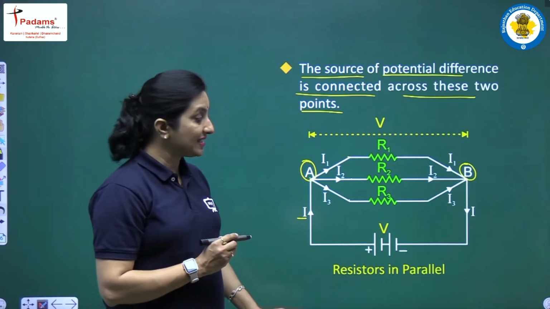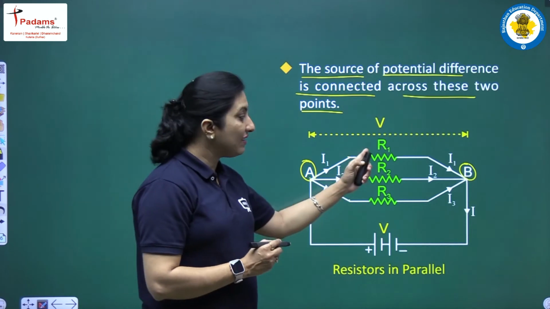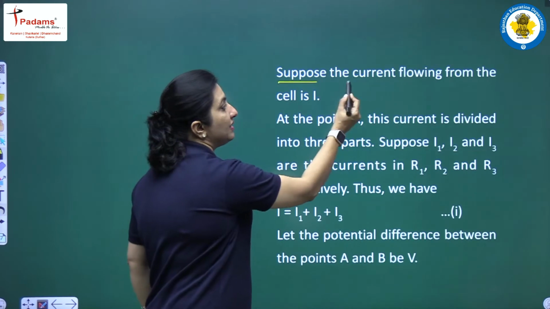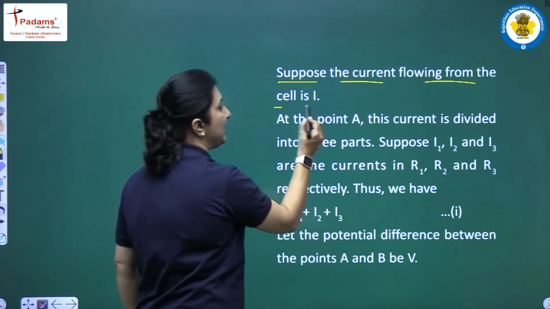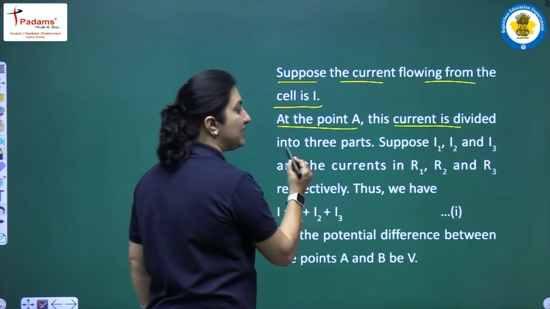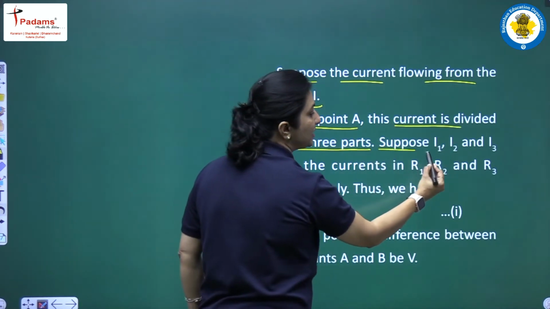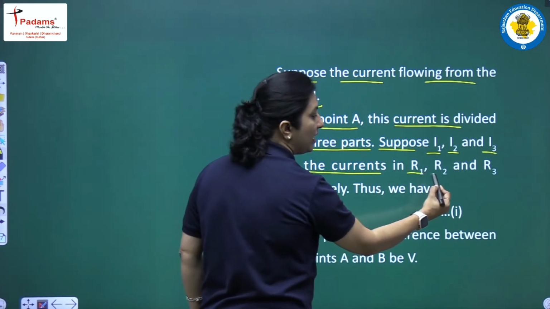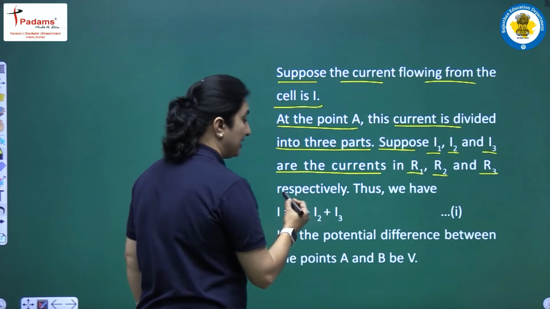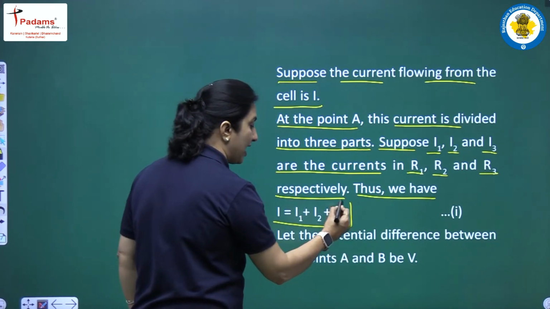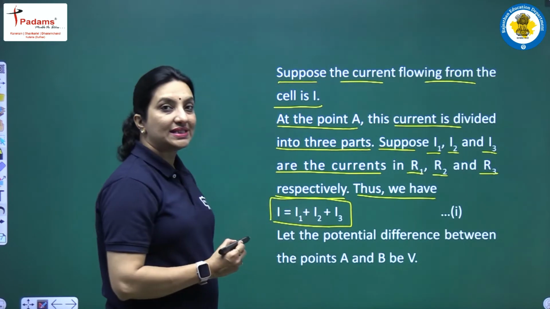So let's understand and calculate the equivalent resistance for these 3 resistors. Suppose the current flowing from the cell is I. At the point A, this current is divided into 3 parts. Suppose I1, I2 and I3 are the currents in R1, R2 and R3 respectively. Thus we have that I is equal to I1 plus I2 plus I3.